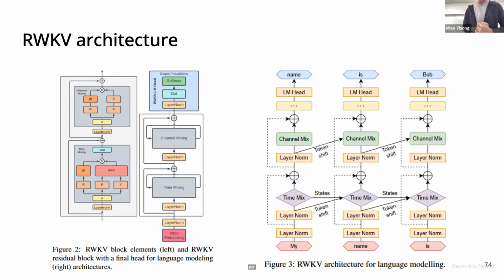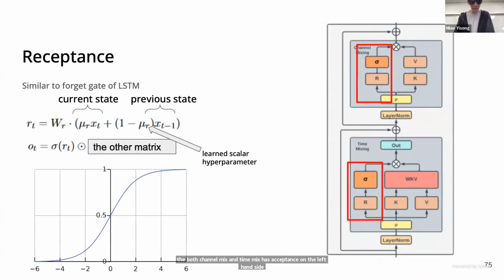Where is the receptance? Inside both channel mix and time mix there is a receptance on the left-hand side. Here the key and the value stay the same. And where is R? Is that the receptance? Yes, that is the receptance. You pass it through a sigmoid function to make it a forget gate. What is the meaning of the receptance here? It's similar to the forget gate of an LSTM.